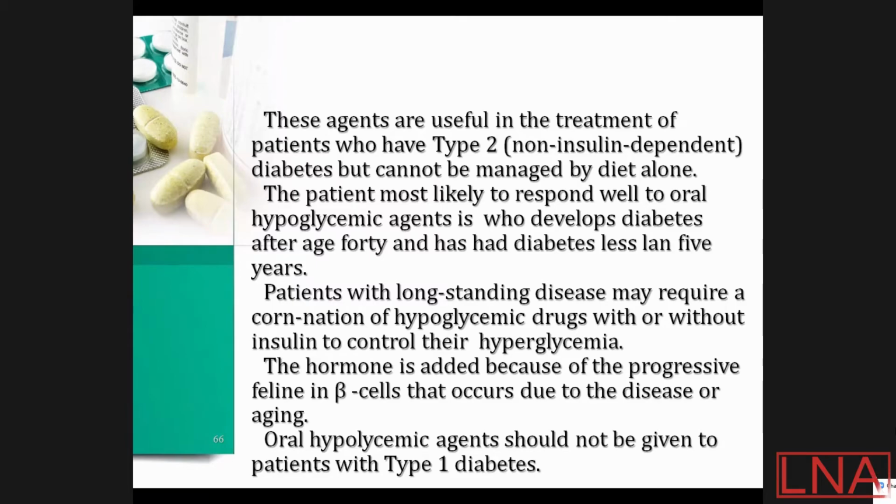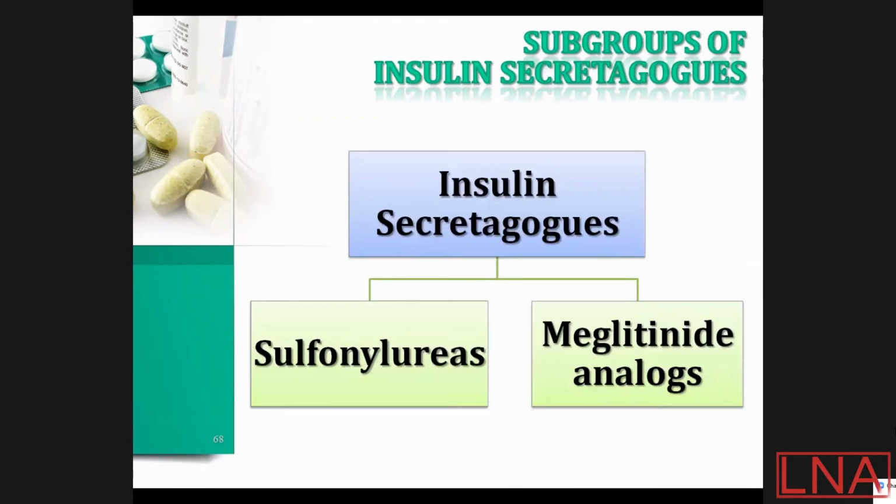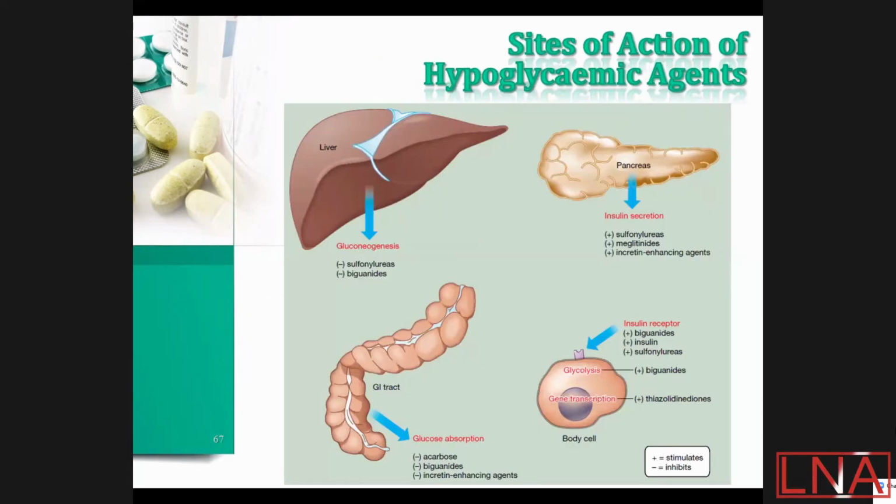Okay, drugs for the treatment of diabetes type 2. There are a few sides of action for these drugs. First of all, we may increase insulin secretion from beta cells, like sulfonylureas. I showed you the main classification: insulin secretagogues, or drugs that increase insulin secretion, like sulfonylureas and incretin enhancing agents. We may decrease gluconeogenesis. Sulfonylureas also influence it, but biguanides influence it more.